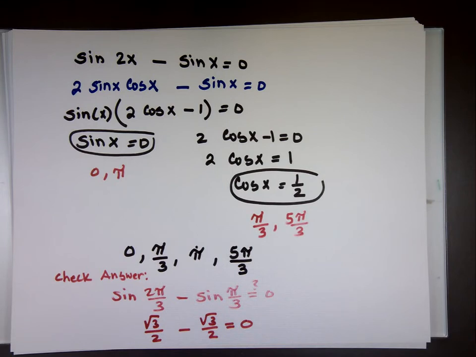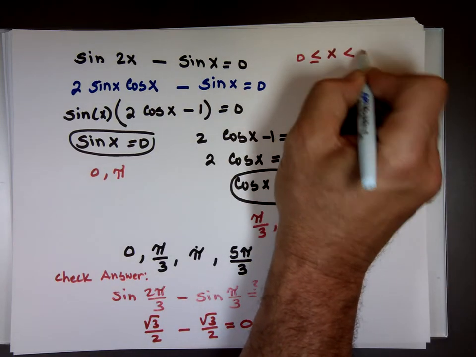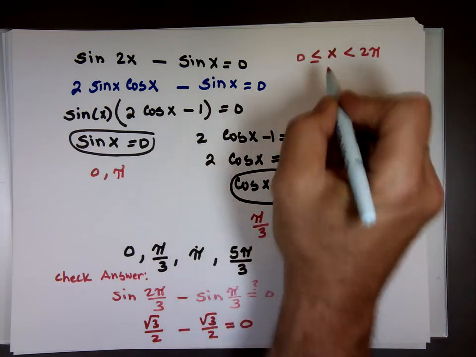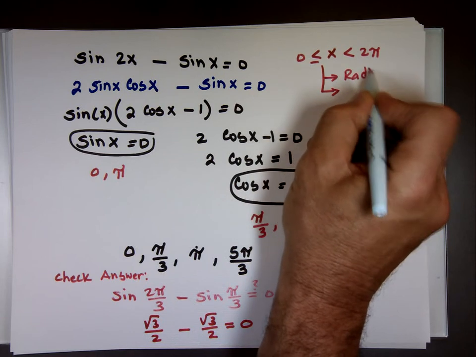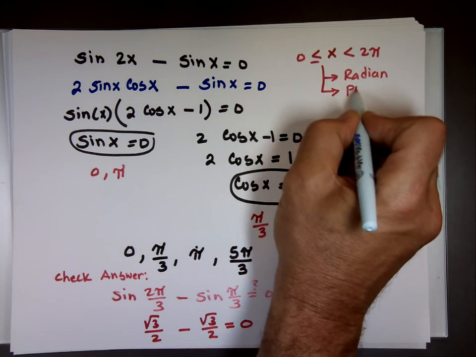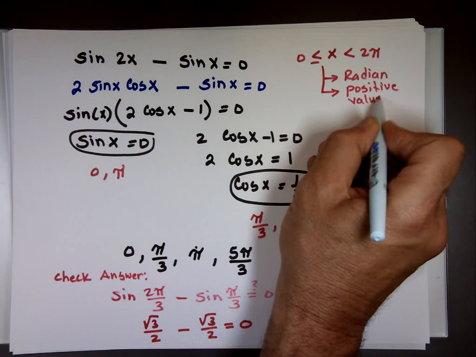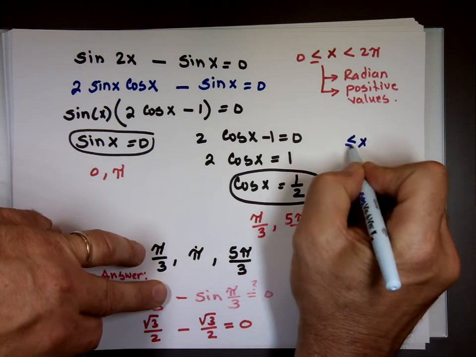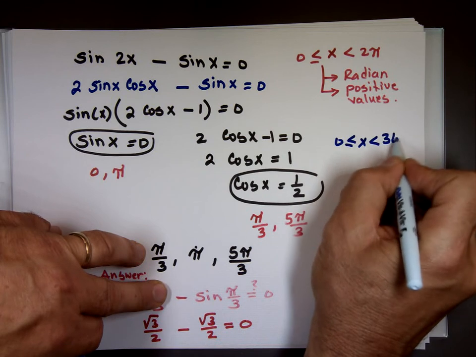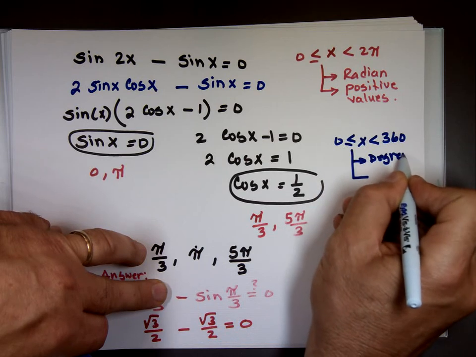And notice when I was doing these problems, the book always had x between 0 and 2 pi. That was the restriction. Again, when you see that, that tells you 2 things. You have to be in radians, and you have to use positive values, no negative. If you see the problem written as x greater than 0 and less than 360, that tells you that you have to be in degrees, and use again positive only.